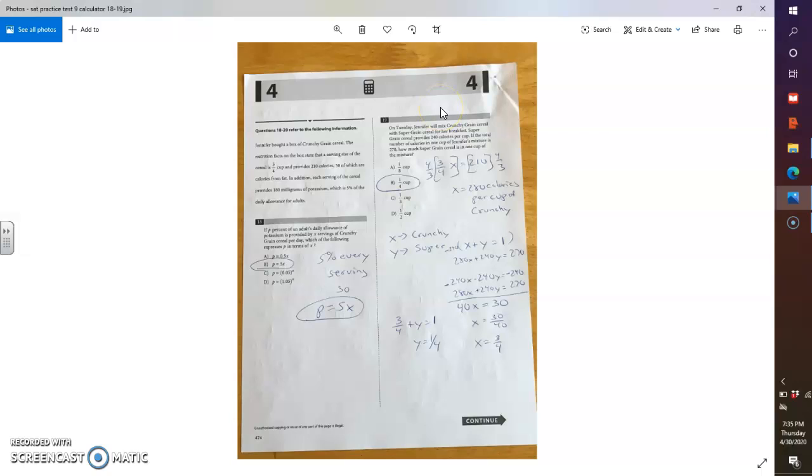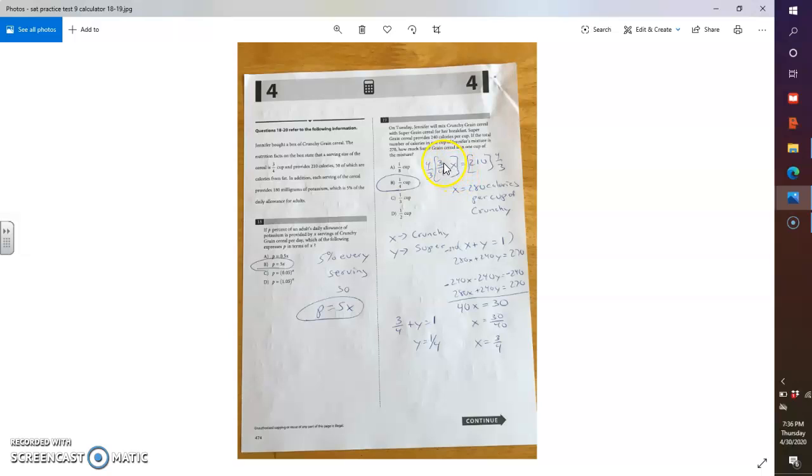Number 19 is probably one of the harder problems out there. The reason why I think it's difficult, though, is they don't tell you how much 1 cup provides from the crunchy grain. They tell you 3/4 of a cup. So we're going to have to figure out what 1 cup is, which is kind of annoying. But on Tuesday, Jennifer will mix crunchy grain cereal, which we know all about here, with super grain cereal for breakfast. Super grain cereal provides 240 calories per cup.